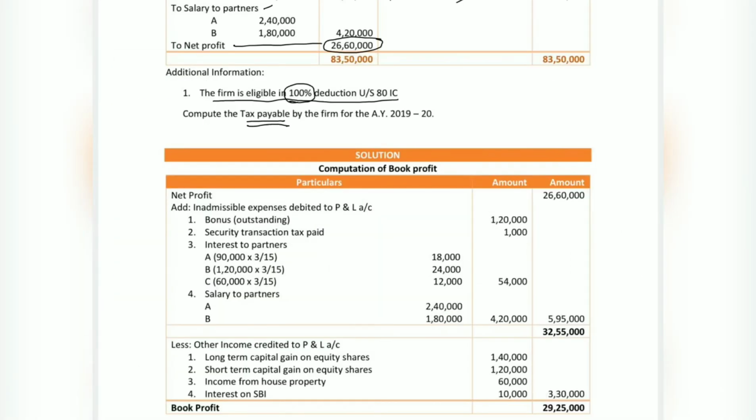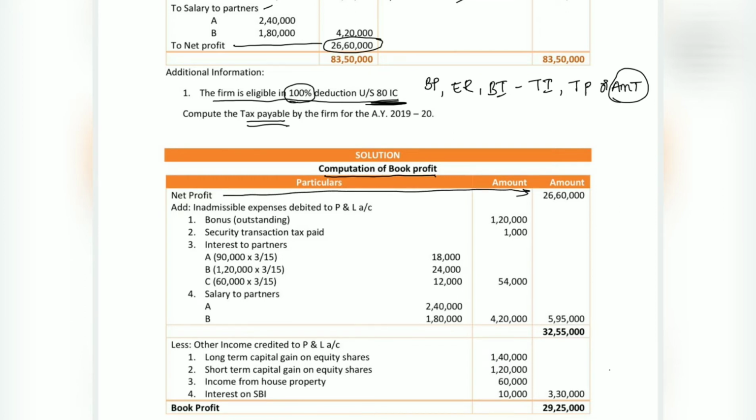To compute the tax payable value, we have to compute book profit, eligible remuneration, business income, total income, and total tax payable or AMT. Since the firm is claiming deduction under section 80IC, we have to also calculate AMT. So computation of book profit. Net profit which is given as per the profit and loss account is 26,60,000. So let us consider 26,60,000 here. Let's add all the inadmissible expenses.